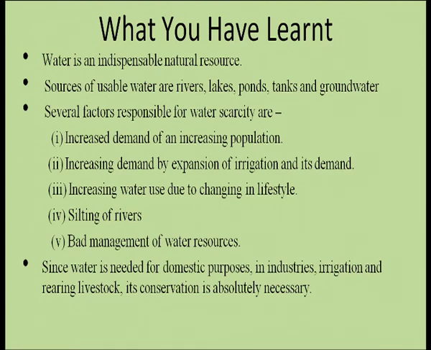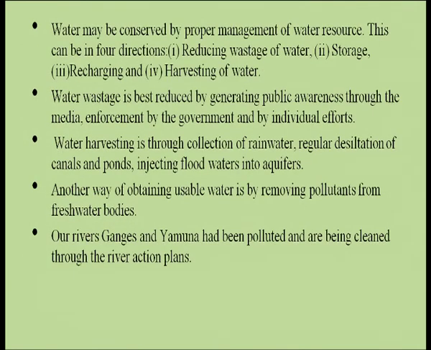Since water is needed for domestic purposes, in industries, irrigation and rearing livestock, its conservation is absolutely necessary. Water may be conserved by proper management of water resources. This can be in four directions. Reducing water wastage is best achieved by generating public awareness through the media, enforcement by the government and by individual efforts. Water harvesting is through collection of rainwater, regular desiltation of canals and ponds, and injecting flood waters into aquifers.